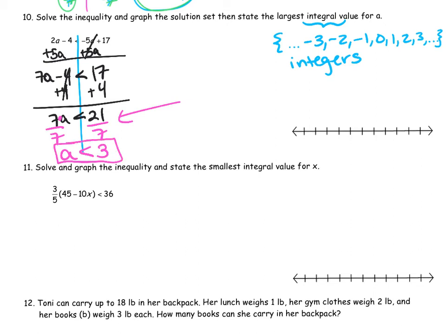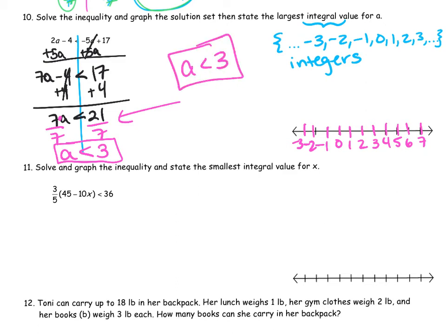So on our number line here, let's put some numbers. We've got negative 1, 0, 1, 2, 3, 4. I'm just putting some numbers here. You can put as many as you want, but put at least 3 on here. Okay, so a is less than 3. Well, we have an open circle at 3, and now this arrowhead here is pointing to the left. So I'm going to shade to the left.